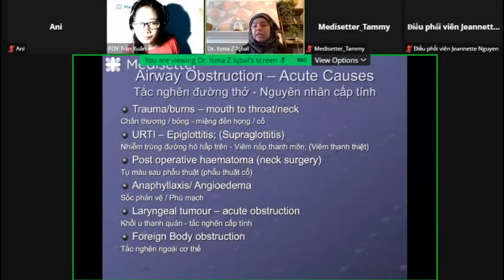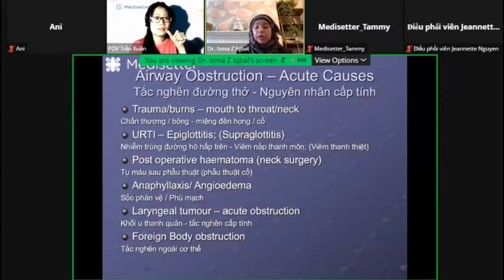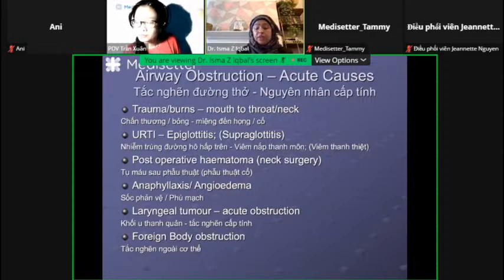The next thing to consider is a foreign body. So this is usually presenting with a child who has perhaps swallowed a toy, or it could be a large piece of food. And it's very important to identify that early on.